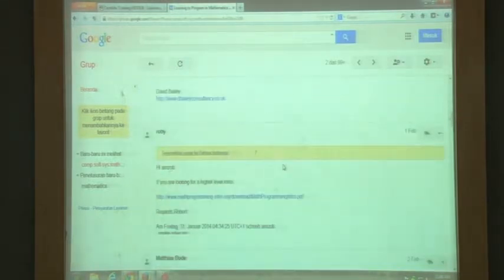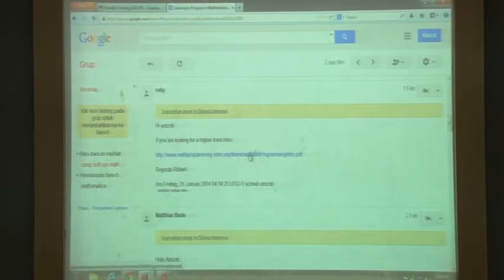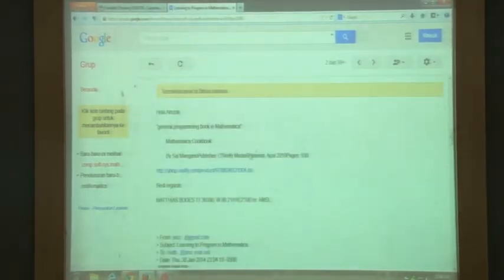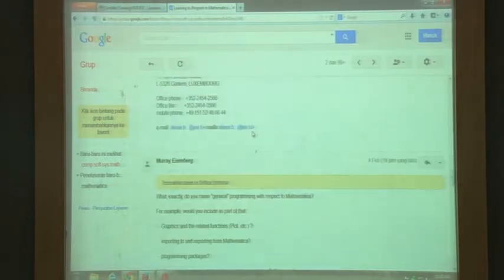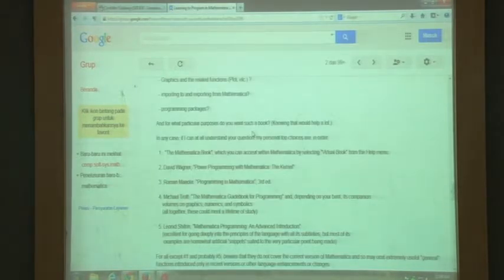And here are some of the answers. Math programming, this is a book for free. General programming, the Mathematica cookbook. Alright, this is a more complete reference. So, I think those resources should be more than enough to get you started. Of course, you can always contact me.